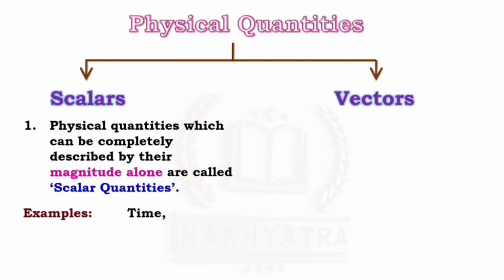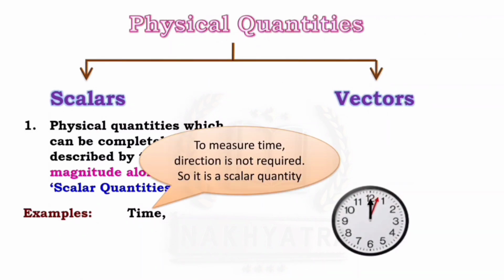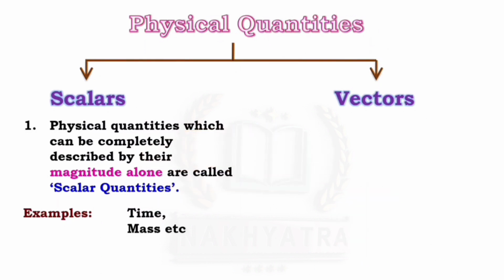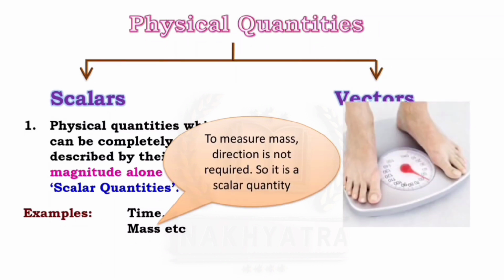So see examples. Time. Now to measure time, direction is not required. So it is a scalar quantity. Next example is mass, etc. So to measure mass, direction is not required, so it is a scalar quantity.